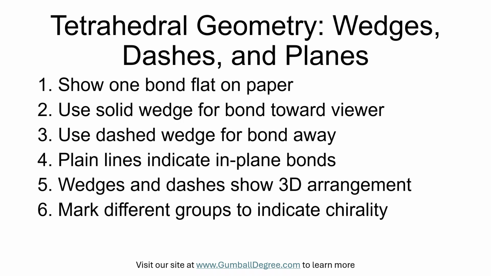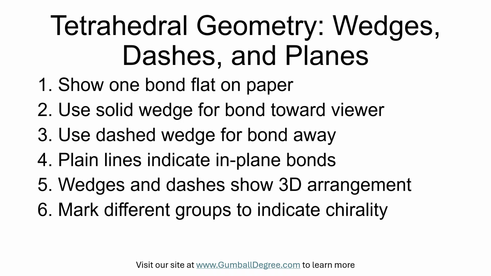The solid wedge means that bond is coming out from the page toward you, the dashed wedge means that bond goes back behind the page, and plane lines show bonds lying in the flat plane of the drawing. Those wedges and dashes help chemists see the 3-dimensional arrangement so they know which groups are on the same side or opposite sides of the central atom.